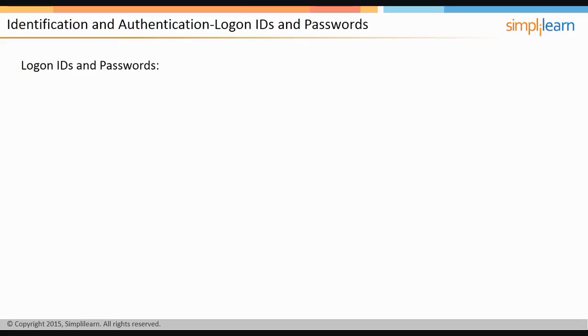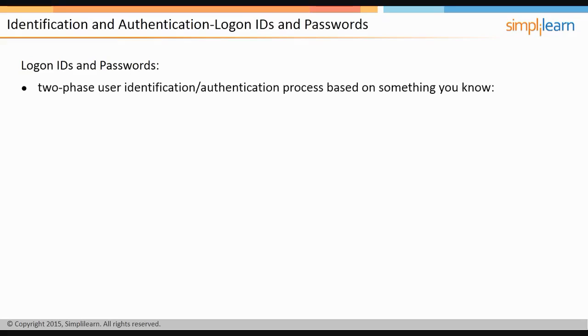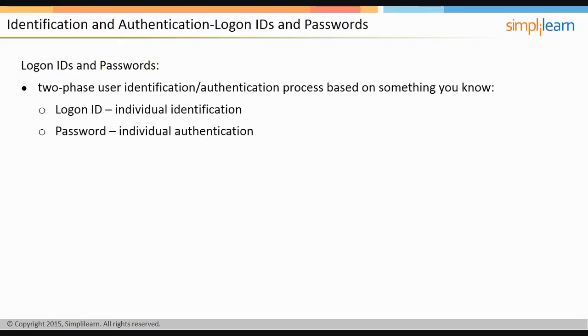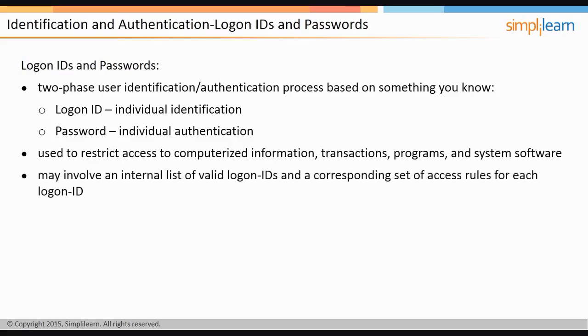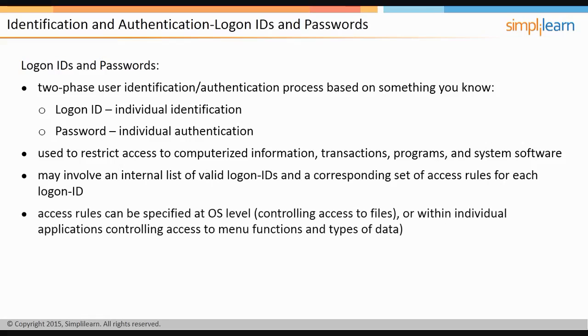Logon IDs and passwords is a two-phase user identification and authentication process based on something you know. Logon ID, individual identification. Password, individual authentication. It is used to restrict access to computerized information, transactions, programs, and system software. It may involve an internal list of valid logon IDs and a corresponding set of access rules for each logon ID. The access rules can be specified at OS level, controlling access to files, or within individual applications, controlling access to menu functions and types of data.